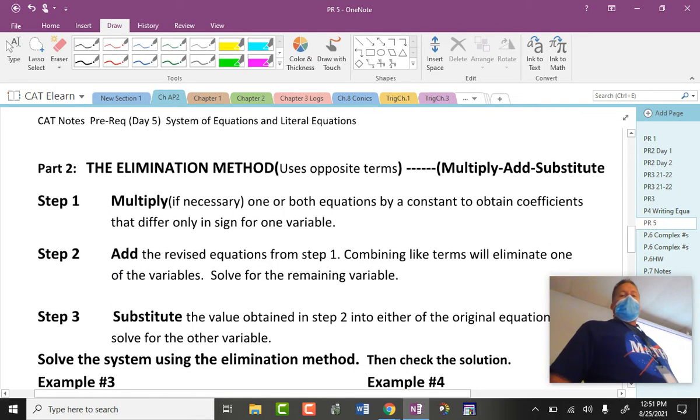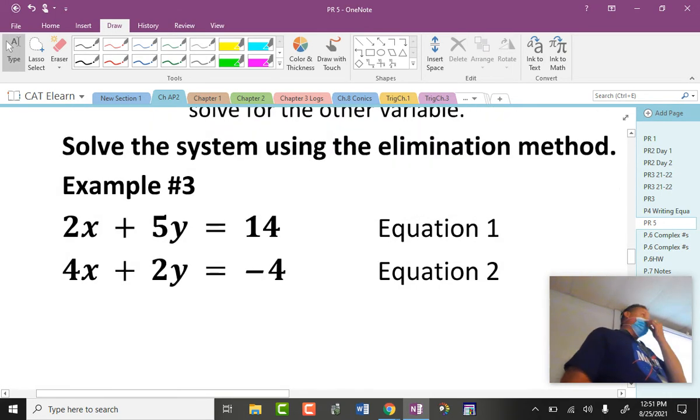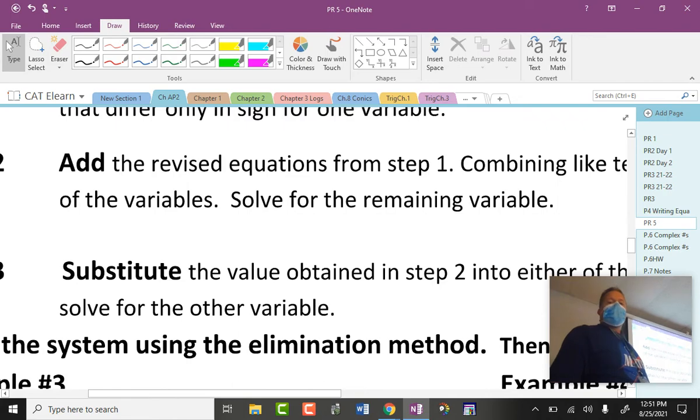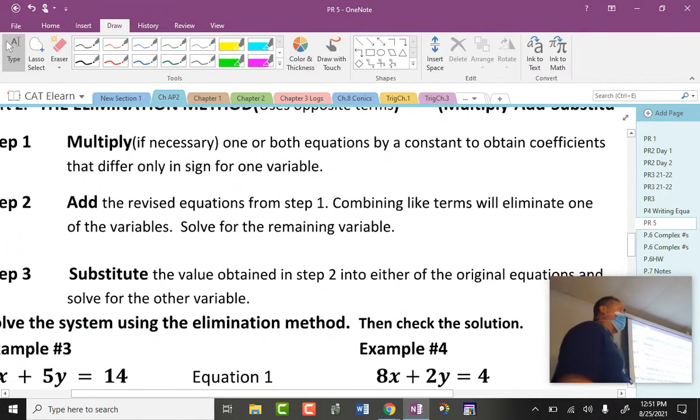All right, next one, my favorite method is elimination. And I'm only going to do this one and then example 5. I don't think we need too many of these. My favorite's elimination. Sorry, if you want words, go ahead. But what you need to do for elimination is multiply one of the equations so that one of the variables is an opposite of the other. You multiply one or both equations by a constant to obtain coefficients that differ only in sign for one of the variables.